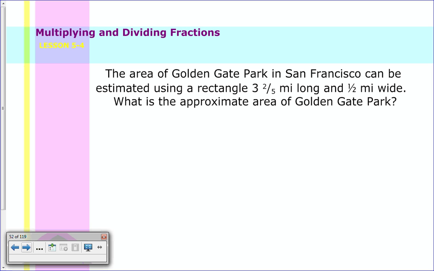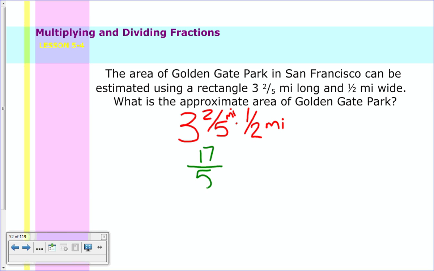All right, so let's solve it. In order to talk about area, we always multiply the length times the width. So we know we're going to have to multiply 3 2/5 times 1/2. And both of these are miles. But unfortunately, we have one fraction and then one mixed number. So first we have to switch that mixed number. So I'm going to switch this. 5 times 3 is 15, plus 2 is 17. So 17/5 times 1/2. And I multiply.